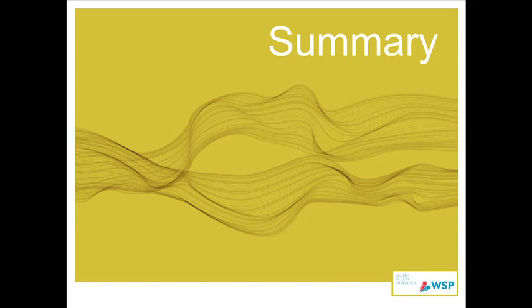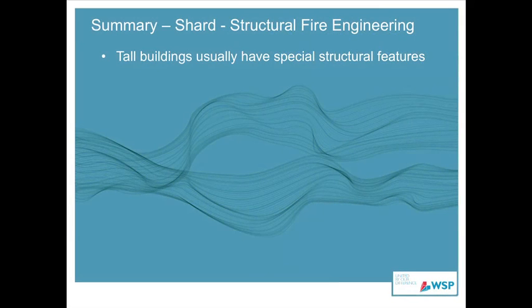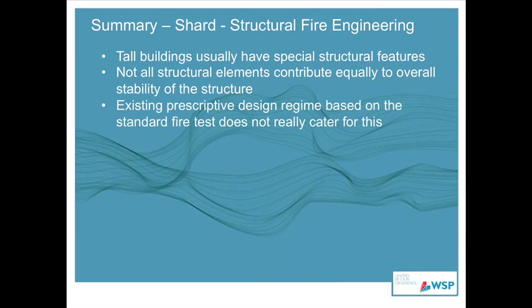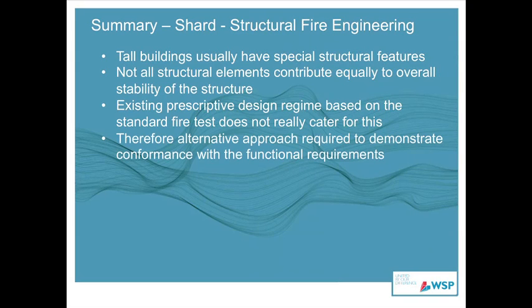So, just to summarise, I just want to make a few points. Tall buildings normally have unusual special structural features which need to be taken into account when we design the fire protection system. Not all of those structural elements contribute equally to overall stability and performance of that building in a particular fire. The existing prescriptive design regime doesn't really cater for this because you would just end up applying the same fire protection to all the elements. Therefore, alternative approaches are required to demonstrate conformance with the functional requirements.